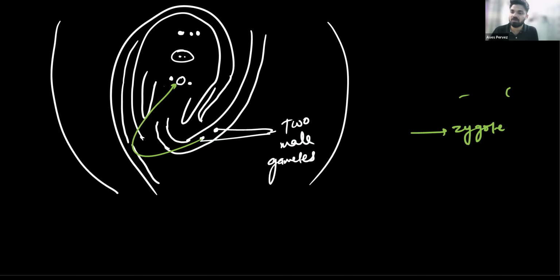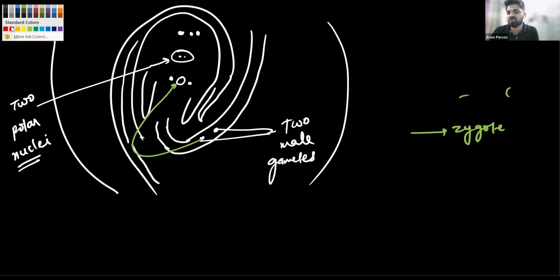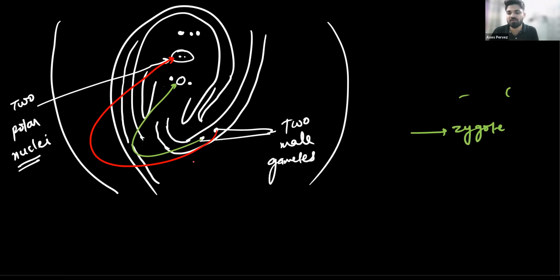Okay. The center cell is called 2 polar nuclei. Why is it called polar nuclei? Because it is going to have 2 nuclei. So one of the male gametes is going to fuse with these 2 polar nuclei.